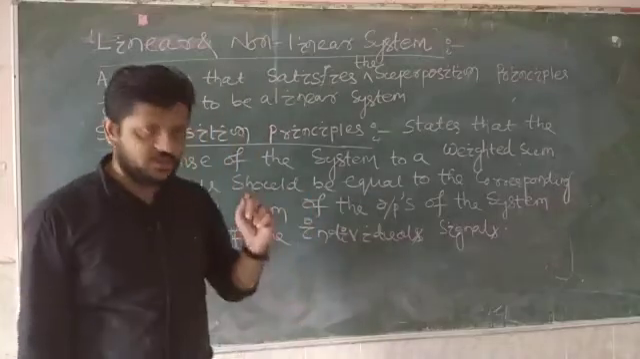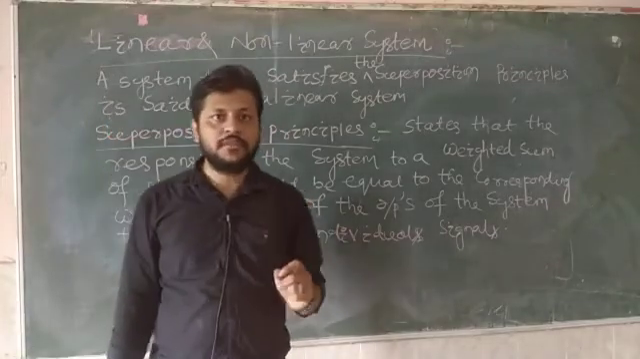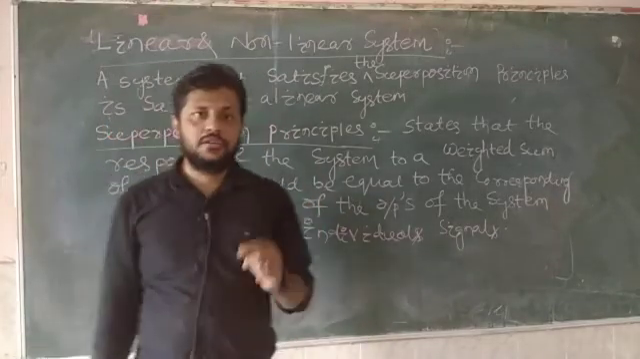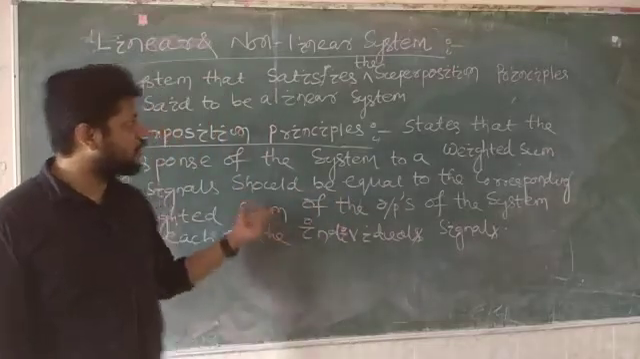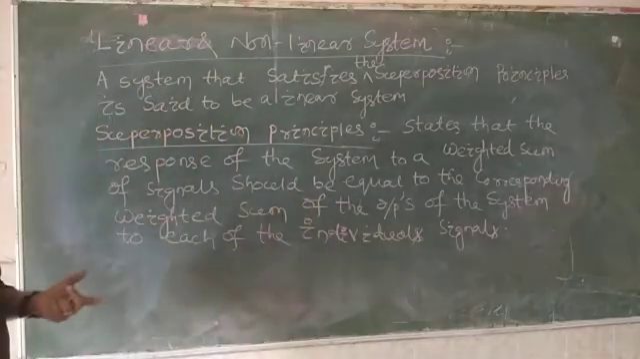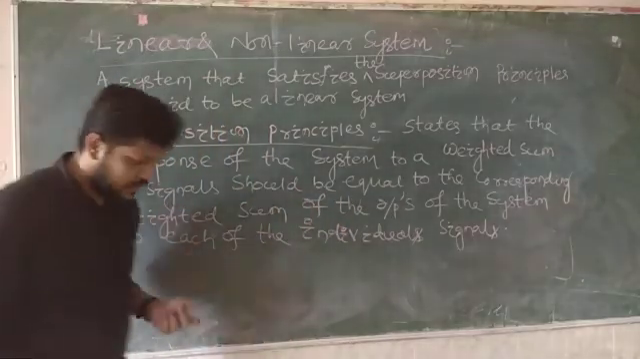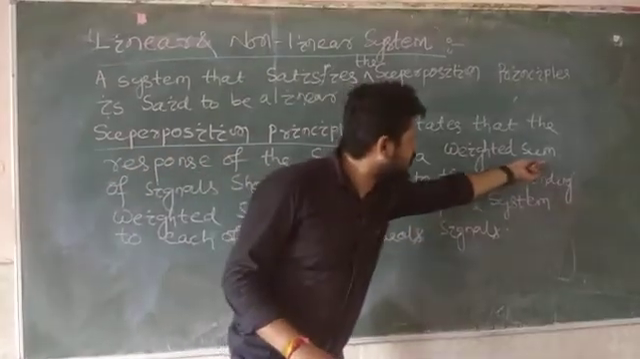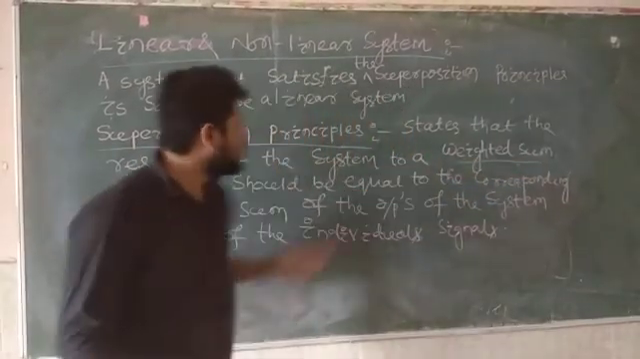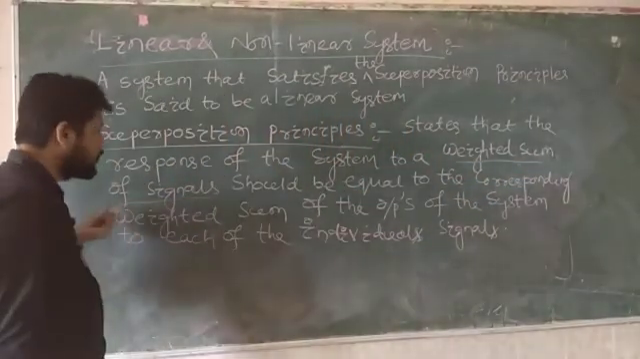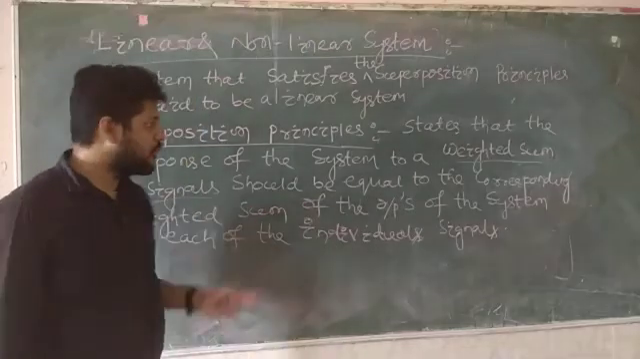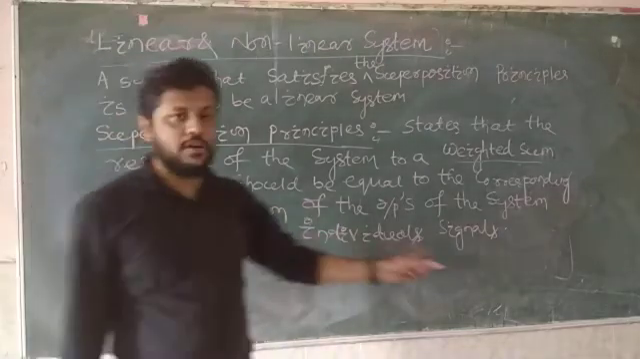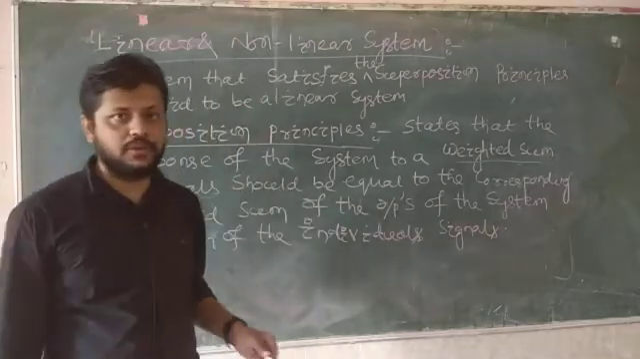So always remember, a system is said to be a linear system only when it satisfies the superposition principle. And what is the superposition principle, which I have written here? It says that the response of the system to a weighted sum of signals, this is very important, should be equal to the corresponding weighted sum of the outputs of the system to each of the individual signals.